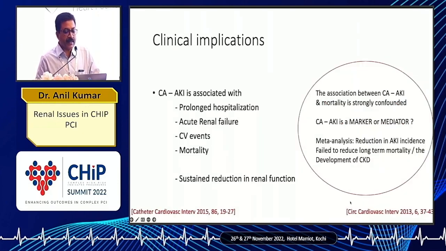Regarding the clinical implications, contrast-associated acute kidney injury is associated with prolonged hospitalization, acute renal failure, cardiovascular events, and mortality. It is also associated with a sustained reduction in renal function leading on to chronic kidney disease. However, the relationship between mortality and contrast-associated acute kidney injury is strongly confounded by many clinical variables, the baseline clinical characteristics. And there are clinical characteristics that affect both mortality and acute kidney injury.